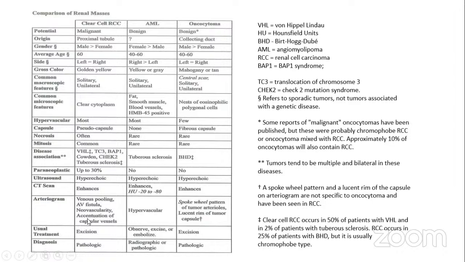Usual treatment for clear cell carcinoma is excision. Angiomyolipoma is observed, excised, or embolized accordingly. For oncocytoma, excision is the best choice. Diagnosis is pathological for clear cell, radiological and pathological for angiomyolipoma, and pathological for oncocytoma.